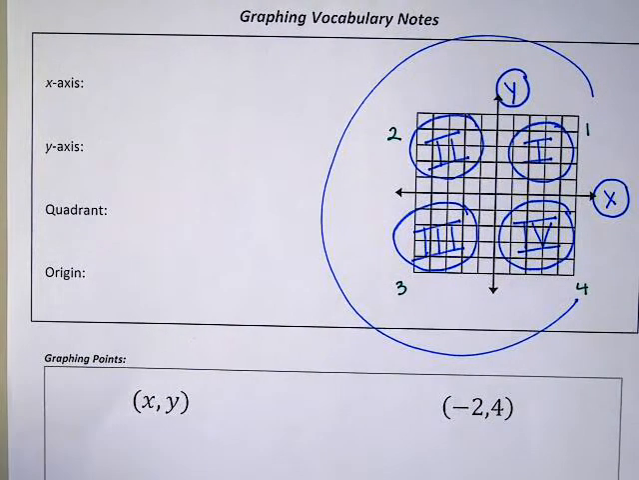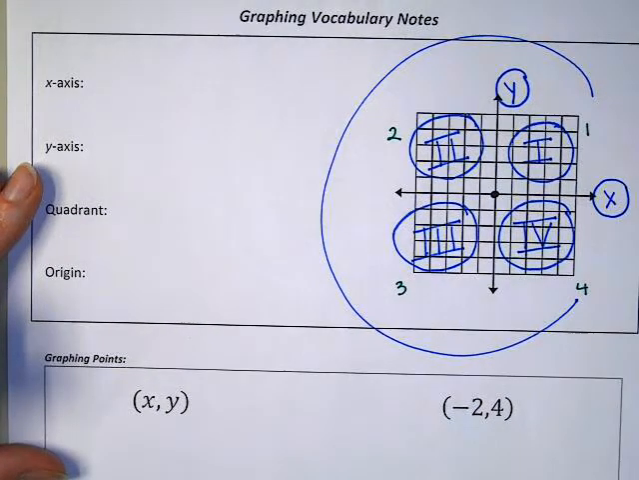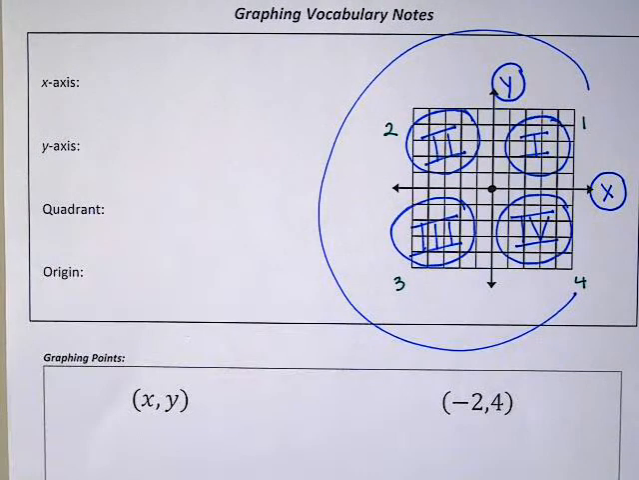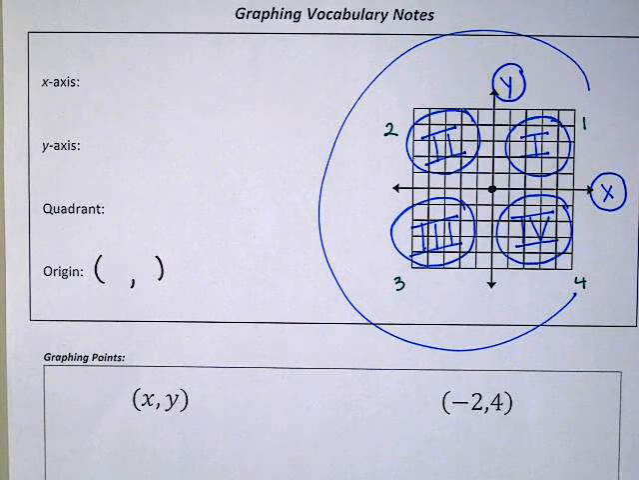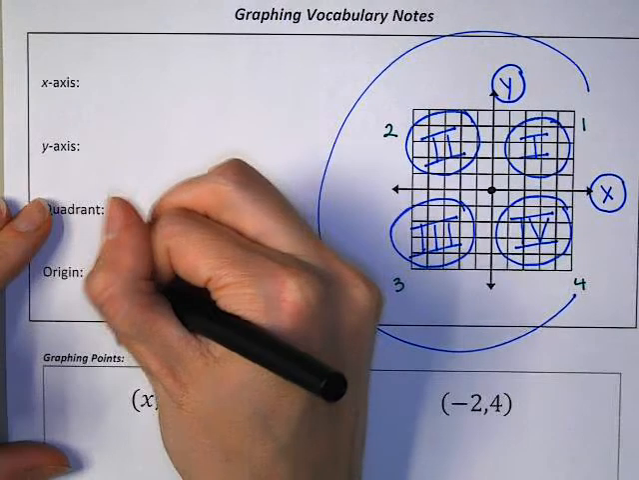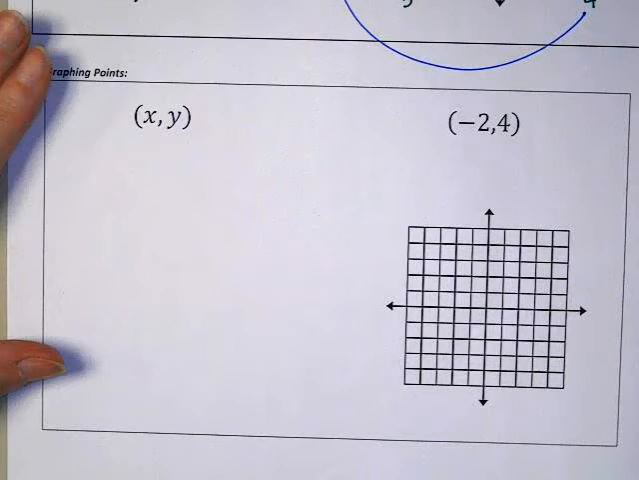And the origin is the point right in the middle where the x and y axis intersect. That's called the origin. Now, does anybody know the ordered pair of the origin? It's actually at 0, 0. Which is a nice segue into ordered pairs.